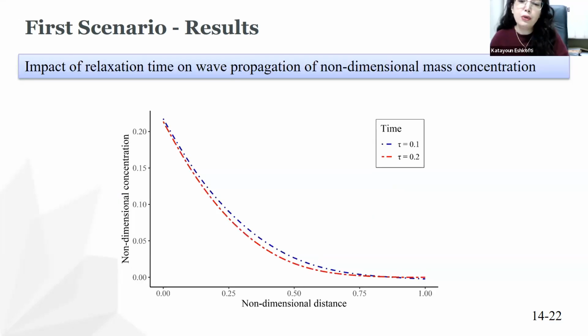And in order to expand our understanding, a series of analyses were performed to assess the influence of relaxation time on the wave propagation of non-dimensional mass concentration. These results further support the previous findings and demonstrate that reducing the relaxation time leads to a decrease in the speed of wave propagation in dimensionless mass concentration.